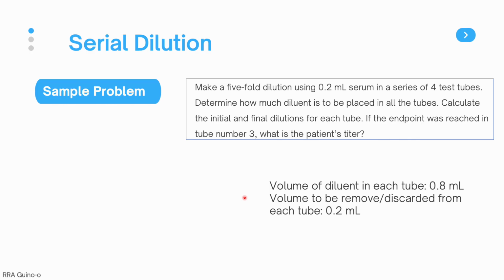Just a heads up, for this problem, we need to make a 5-fold dilution, otherwise known as a 1:5 dilution. That means each tube will have a diluent of 0.8 ml, and the volume to be removed or discarded, or our sample, is 0.2 ml. Let's see how you would solve it.